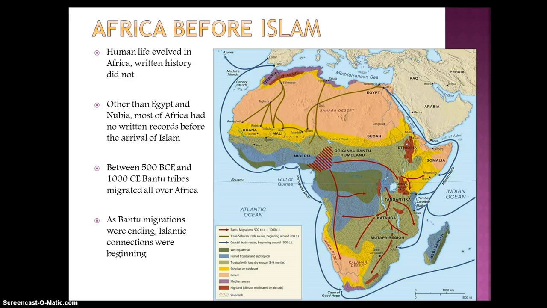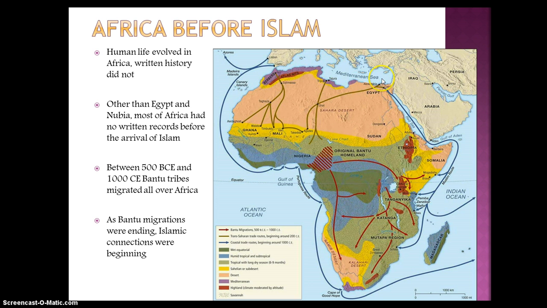Between 500 BCE and 1000 CE, Bantu tribes migrated all over Africa, and we're not going to have time to go over much detail about the Bantu people. Just know that they are a significant tribe that had really dominated, I guess you'd say, ethnically the continent. And then, as these migrations were ending, Islamic connections were going to be beginning.